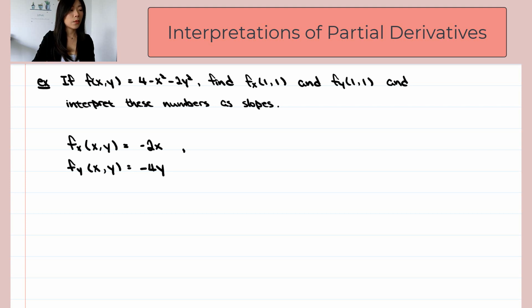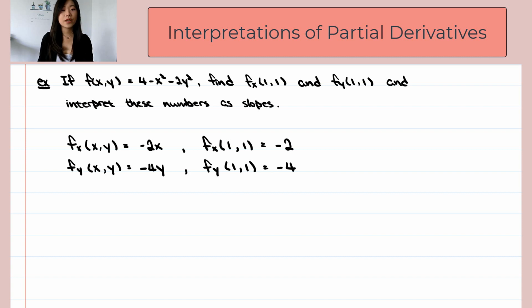Then we substitute the point 1 and 1. We get the partial derivative with respect to x at 1 and 1 equals negative 2, and the partial derivative with respect to y at the point 1 and 1 equals negative 4. Then using what we just learned, we can interpret these two values, negative 2 and negative 4, as the slope of the tangent line of curves C1 and C2, where C1 is the intersection curve of the surface and y equals 1. And C2 is the intersection curve of the surface with the plane x equals 1.